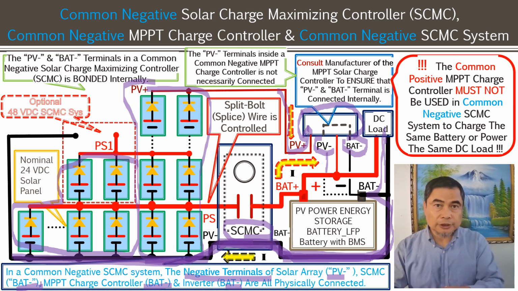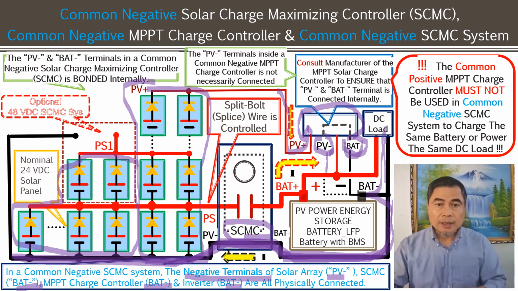You use a voltage meter, a multimeter. It works too. You check the PV negative terminal and battery negative terminal. You use the voltage leads to check that. If you don't have any volts here, that means it's already internally connected. That is a common negative system. However, if you check and this has a voltage, and the PV positive and battery positive terminals have no voltage, that means that's a common positive system. You have to buy a common positive solar charge maximizing controller to make it work.